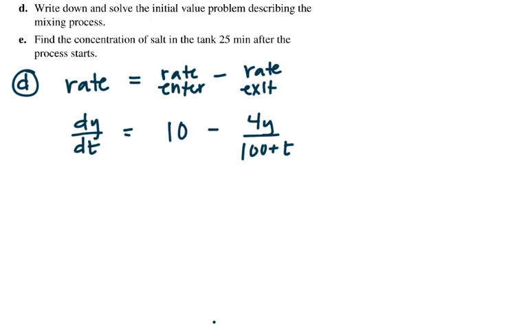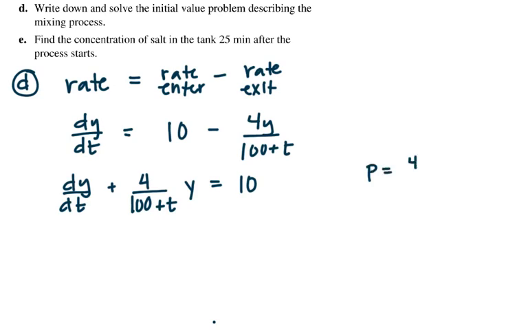So I'll add that 4y term to the other side, and I have dy dt plus 4 over 100 plus t times y equals 10. So my P equation is 4 over 100 plus t, and Q is 10. I need to find my integral of P because that goes in the exponent of Euler's number e, which gives me my integrating factor.